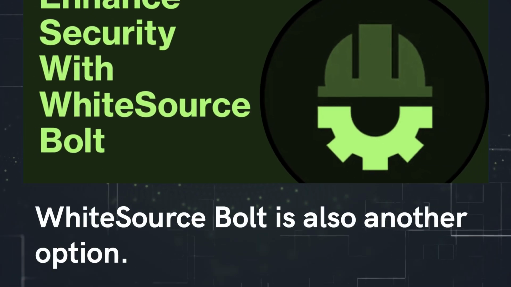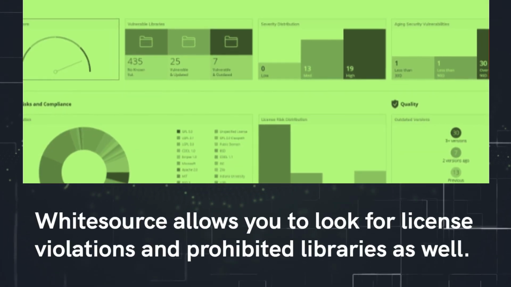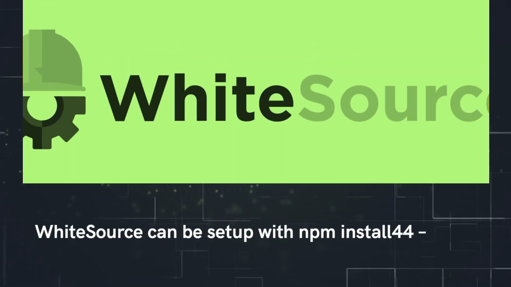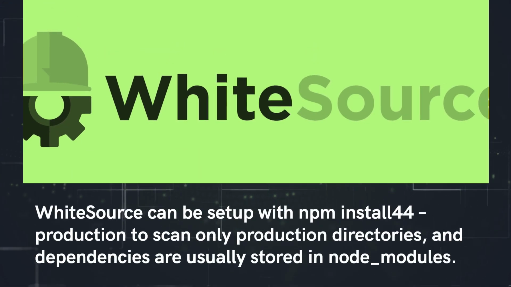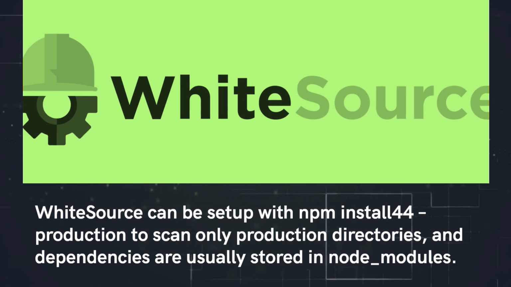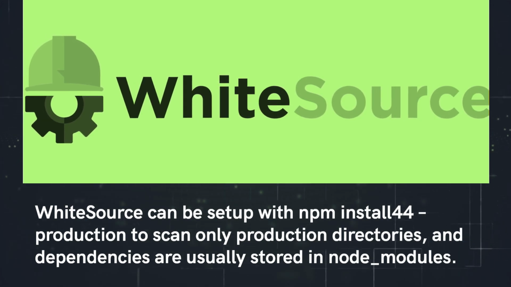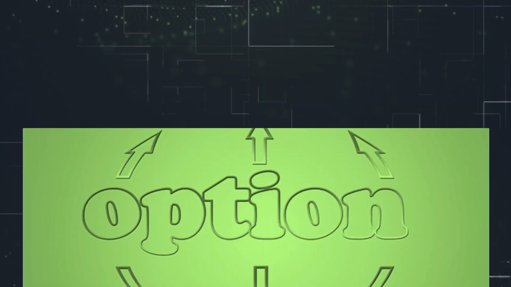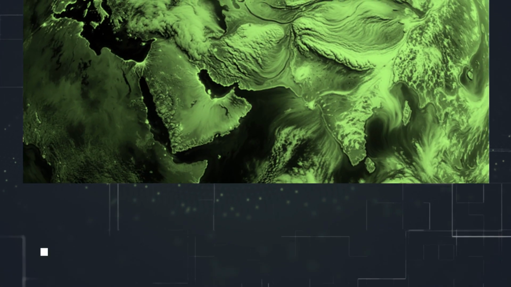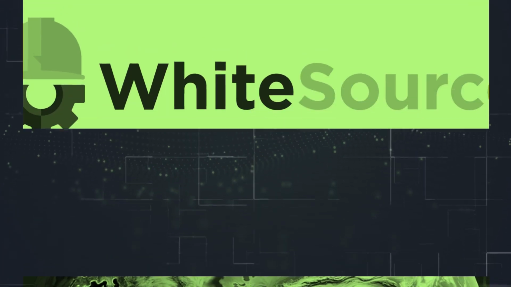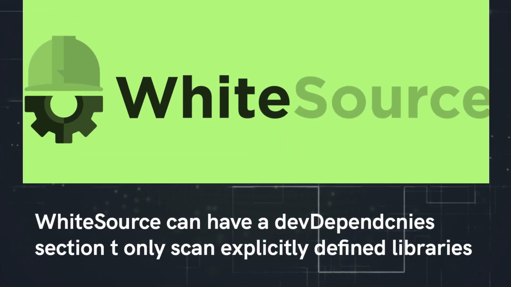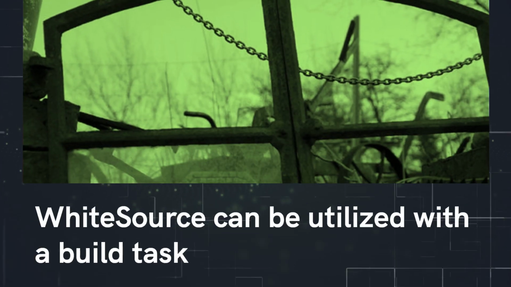WhiteSource Bolt is also another option. WhiteSource allows you to look for license violations and prohibited libraries as well. WhiteSource can be set up with npm install --production to scan only production directories, and dependencies are usually stored in node_modules. Another option is Veracode. WhiteSource can have a devDependencies section to only scan explicitly defined libraries. WhiteSource can be utilized with a build task.